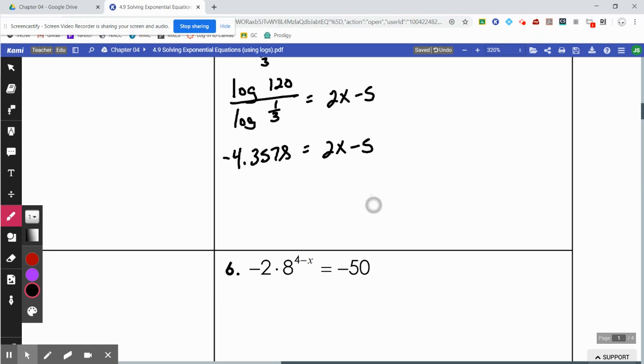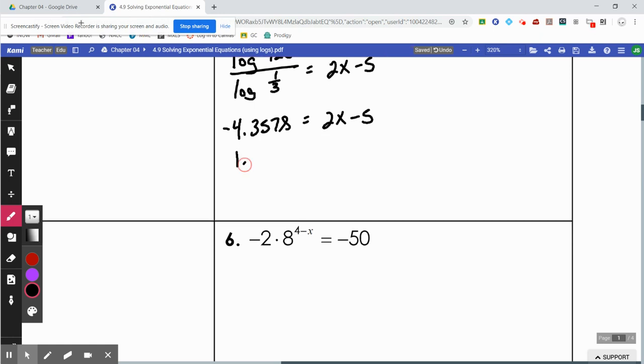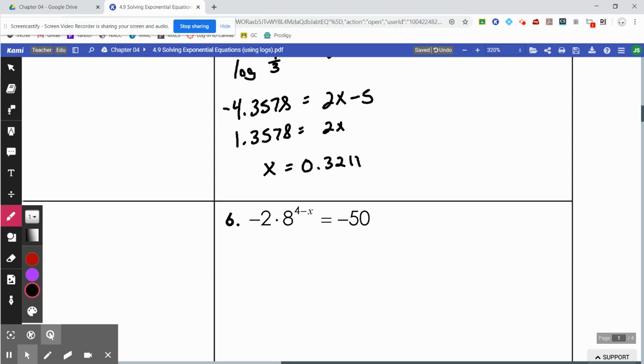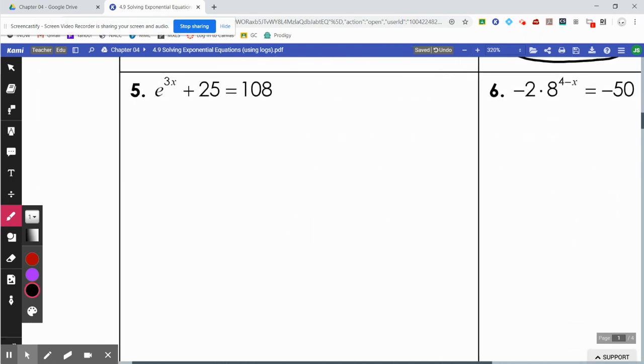Next step, let's add our 5. That would give you 1.3578 is equal to 2x. Last step, divide by 2, and that gives you x is equal to 0.3211.